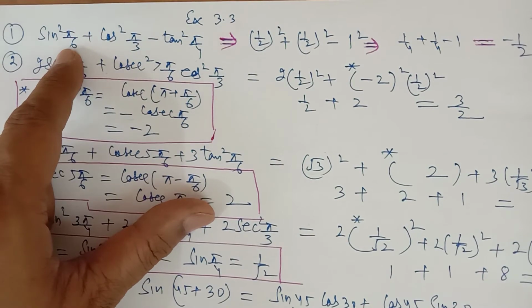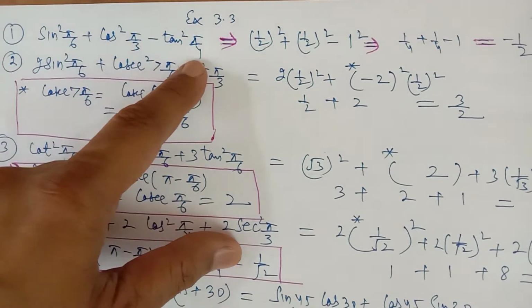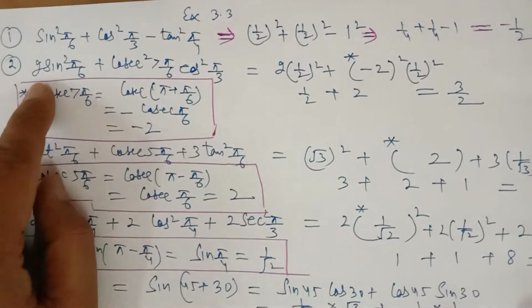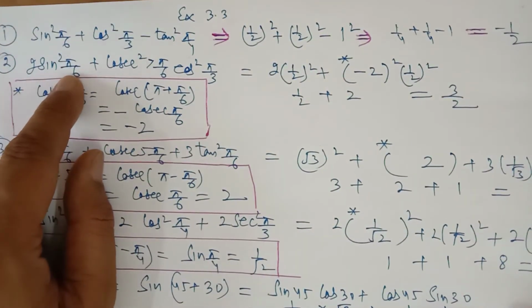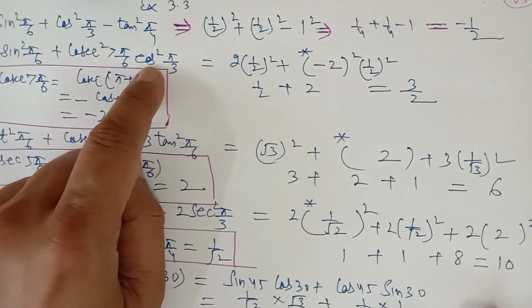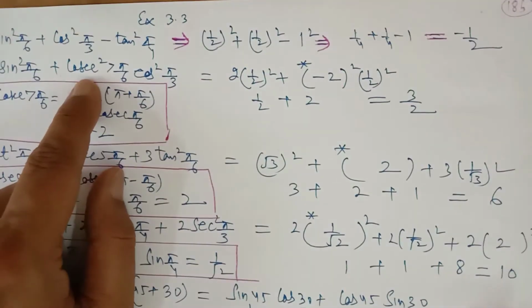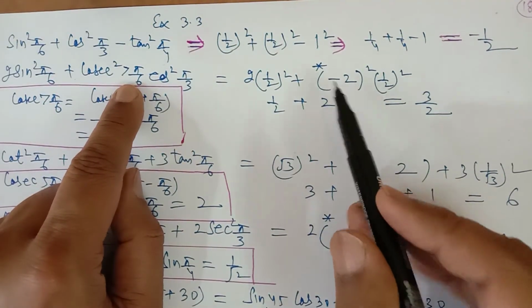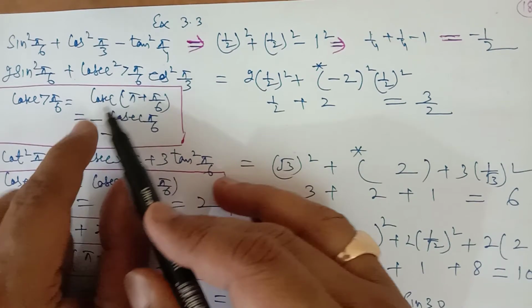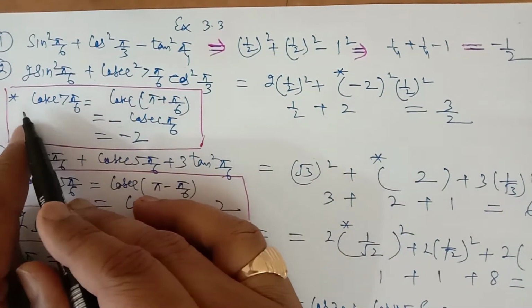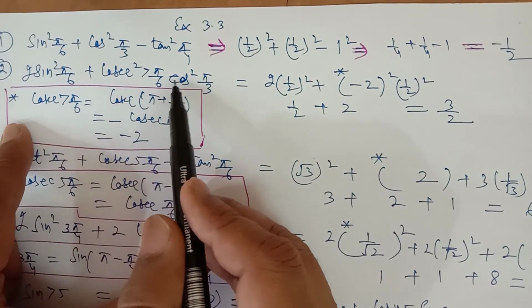So replace sine 30 as half, sine 60 as root 3 by 2, tan 45 as 1. In this you will get the value of this as this. Now 2 sine square pi by 6, you know the value of sine 30, which is half, and half square. Cos 60 is half, square of this. But cosec square 7 pi by 6, you cannot write it directly. So you find the value of cosec 7 pi by 6 separately and then put it here. So I have marked here the value of cosec 7 pi by 6.